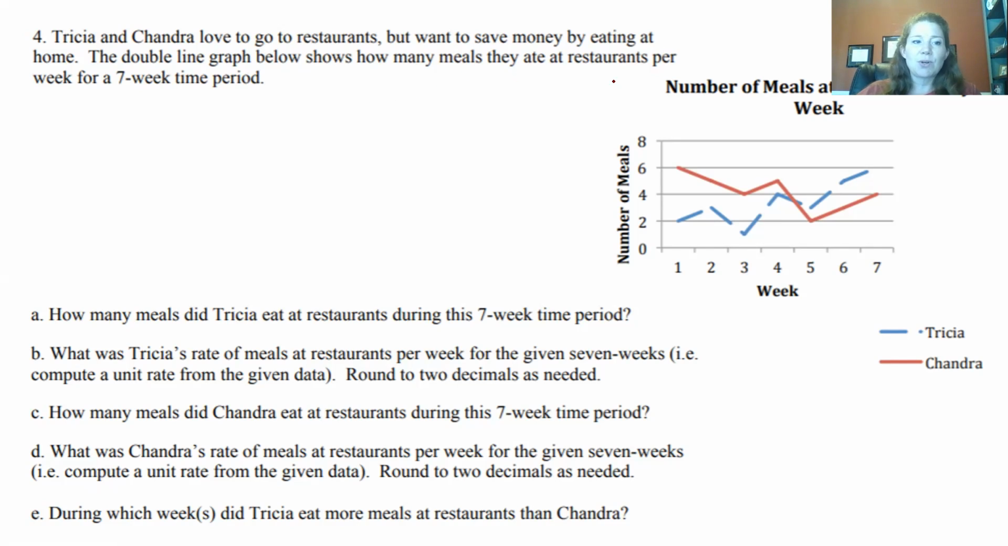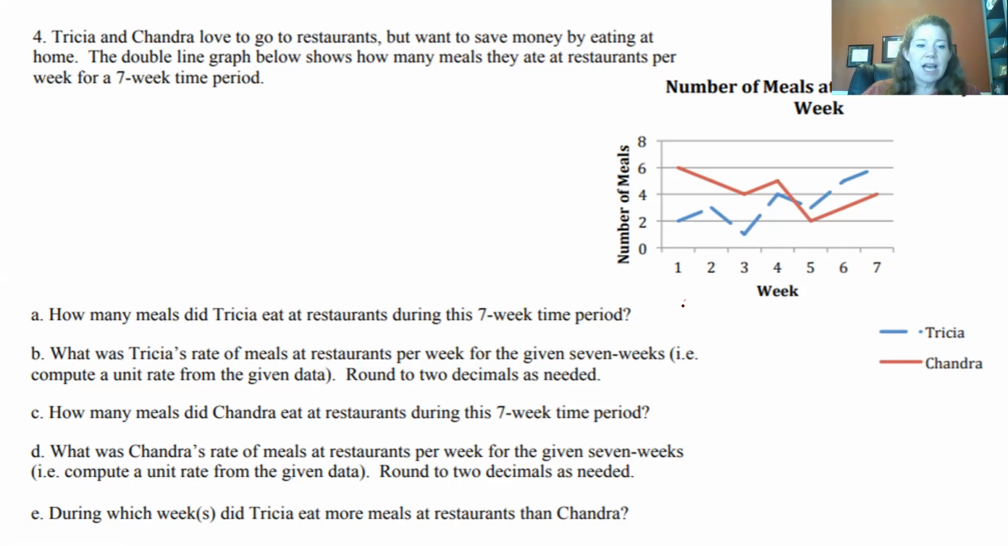They ate at restaurants per week. So this shows how many times they ate at restaurants for a 7-week time period. So Sandra is the solid line. That's kind of, what is that color? Dark orange, burnt orange. And Trisha is the dotted line, that's blue. So in the first week, Trisha ate at a restaurant twice, and Sandra or Chandra ate 6 times.